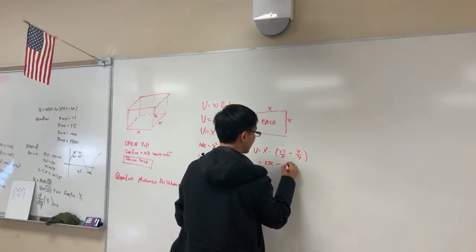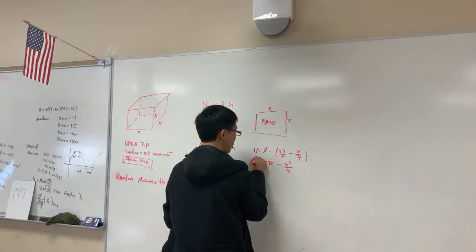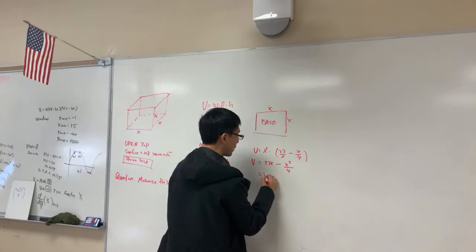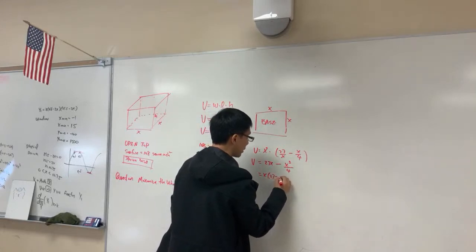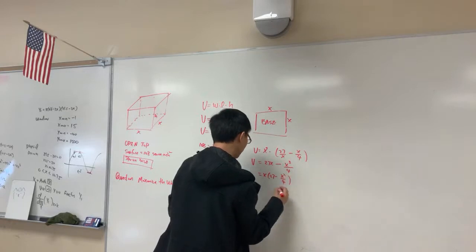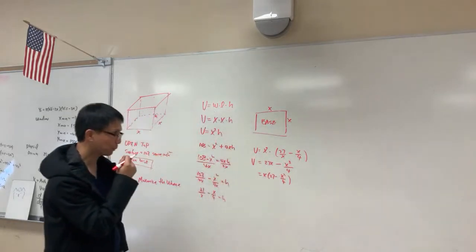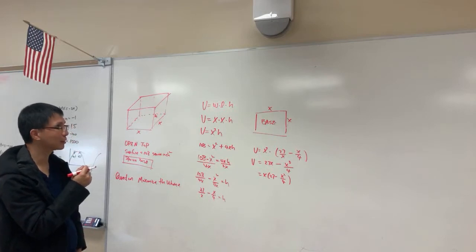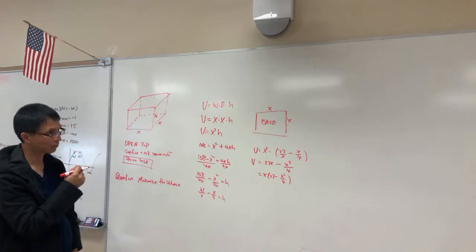Minus what? x to the 3 over 4? That's equal to volume. And then I'm going to take out x, so that's equal to 27 minus x squared over 4. Wait, did I do something wrong? What did I have for x? Oh yeah, because you have the x squared on the outside.